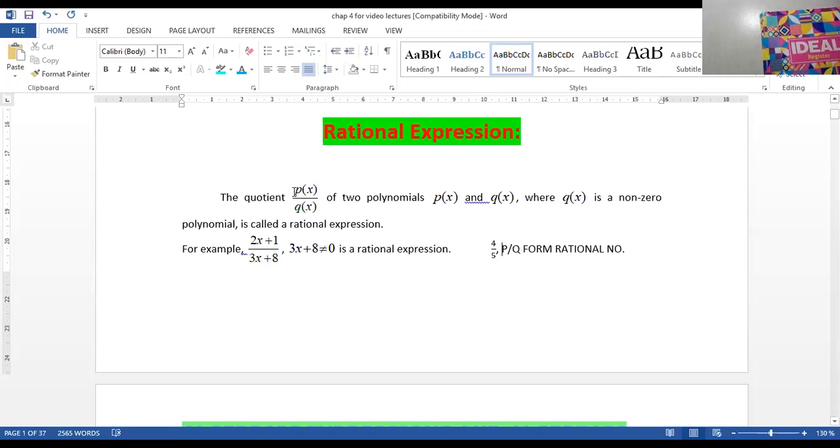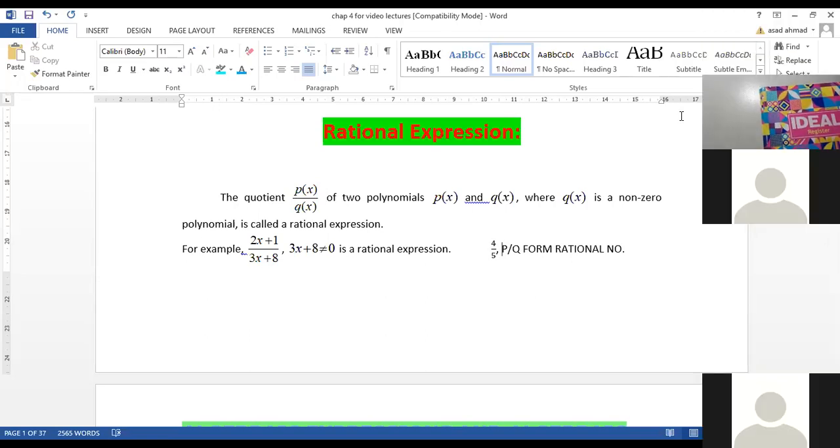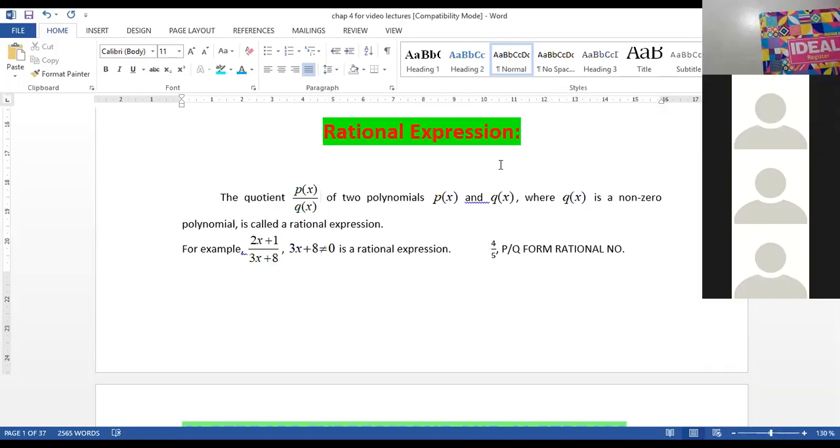So if the quotient is P of x over Q of x of two polynomials, then P of x and Q of x are written in this form. P of x should be a polynomial and Q of x should be a polynomial. We should have two polynomials. If you look at the example, the term written in the numerator is a polynomial. It contains x raised to power 1, which is a positive integer. So 2x plus 1 is a polynomial. Similarly, the term written in the denominator is also a polynomial. Two polynomials, one in the numerator and another in the denominator.